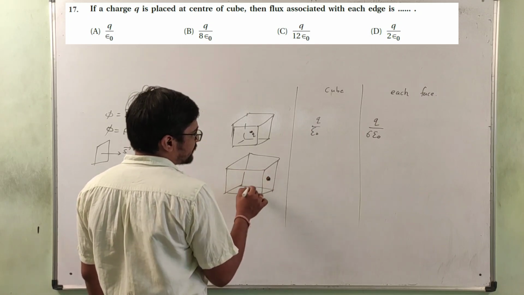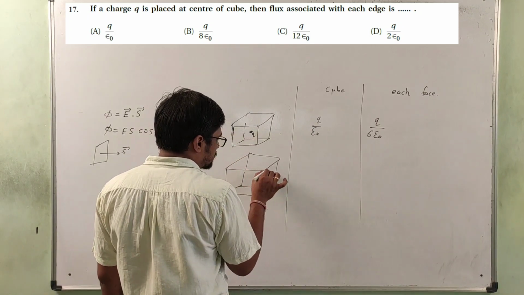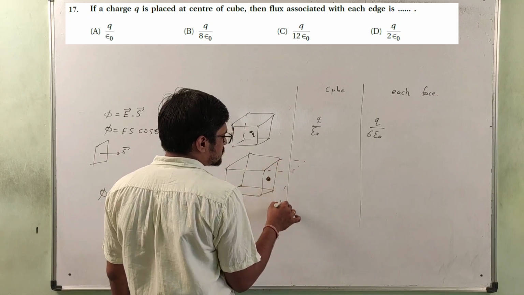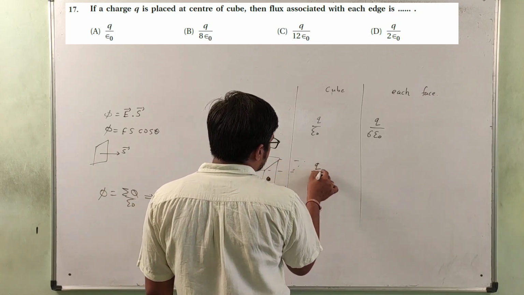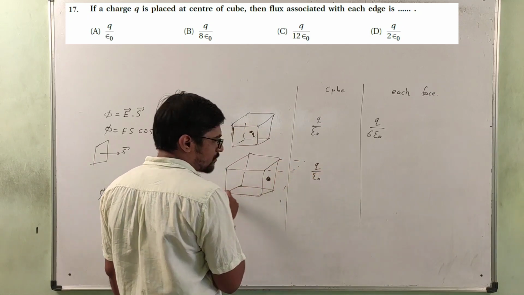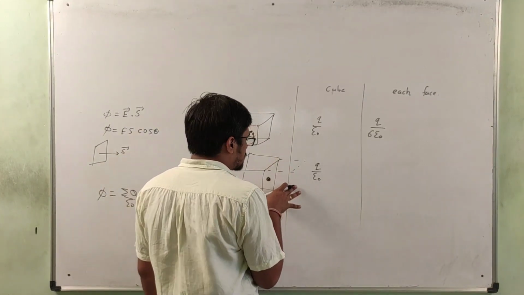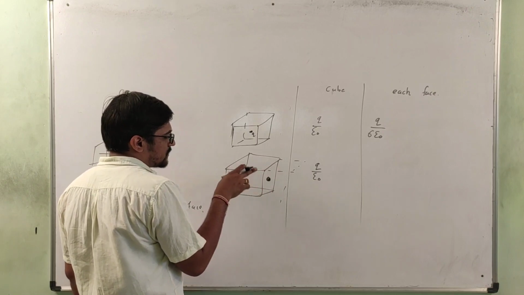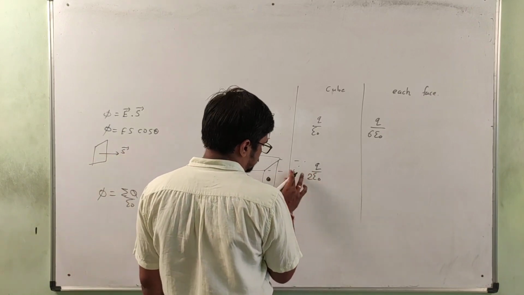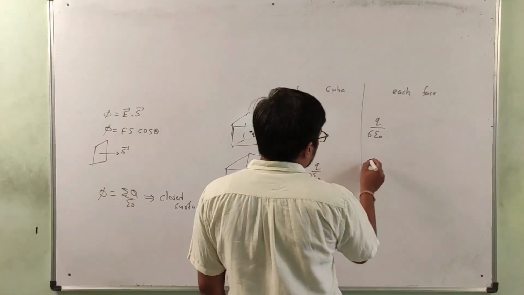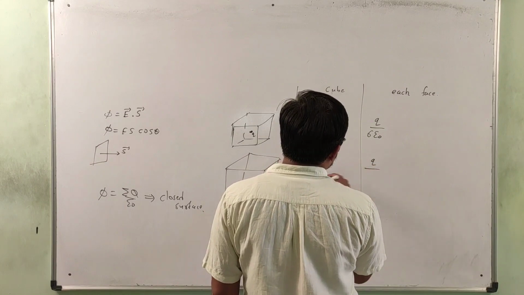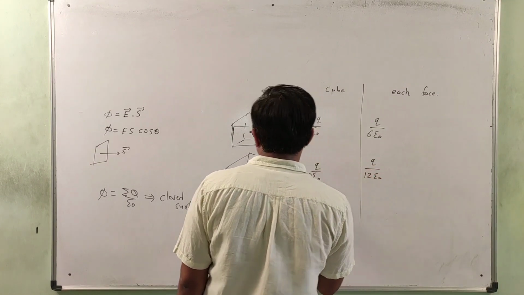If the charge is placed on any face of a cube, then what happens? To cover this charge you should place another cube here also. So the flux with both cubes will be q by epsilon naught, because the charge q is enclosed in these two cubes. So flux associated with one cube is divided by 2, and the flux with each face is divided by 6, so q by 12 epsilon naught.